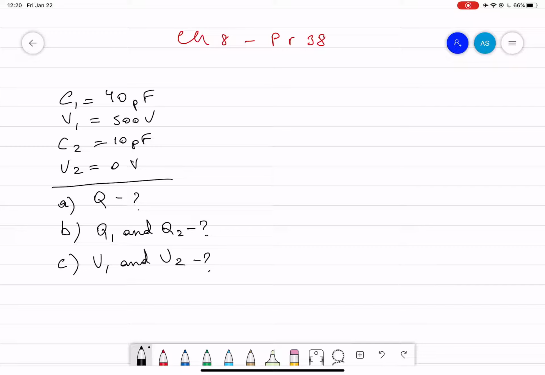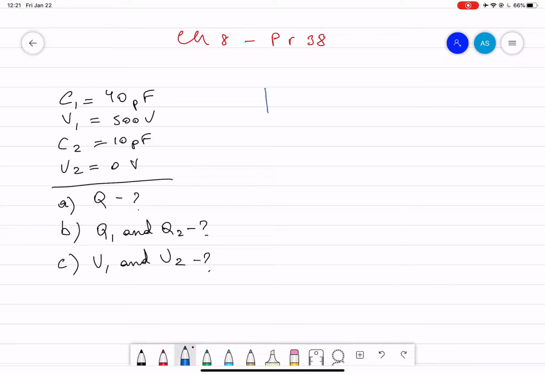In part A, we have to find the original charge across C1, and then after connecting them in parallel, we have to find the charge on C1 and C2, which is Q1, Q2, and the potential difference across each capacitor.